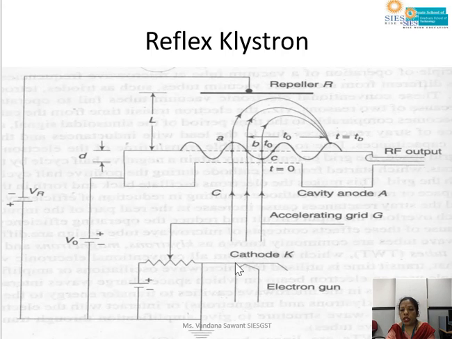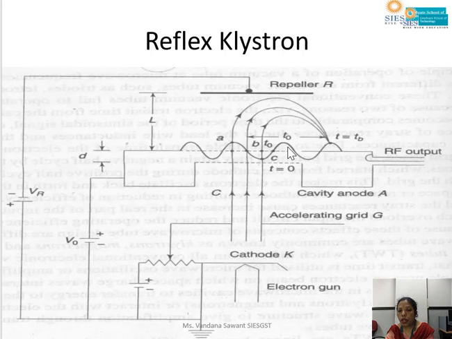Now this beam which is generated by the cathode will get accelerated by using this accelerating grid. Then this electron beam will travel in a forward direction towards the anode. Here the resonating cavity is acting as an anode. So this electron beam will move in this way towards this resonating cavity. When this electron beam reaches the resonating cavity, then what happens? Like, there is a loose cavity.